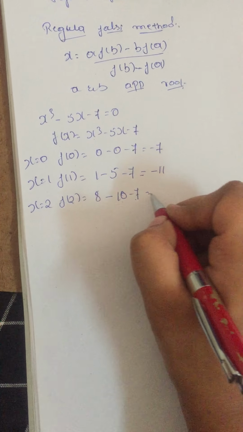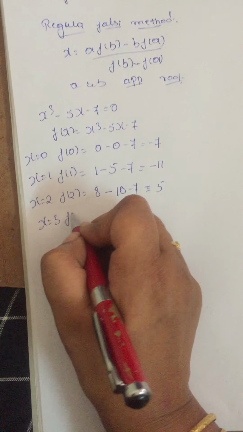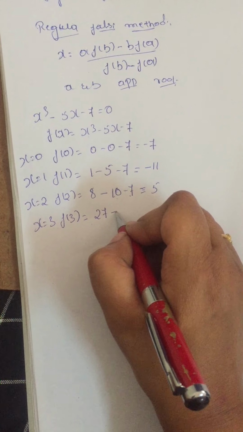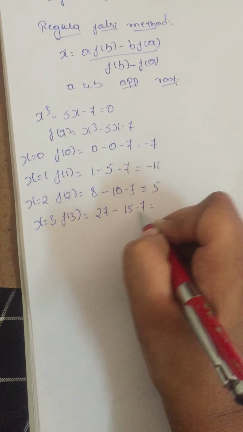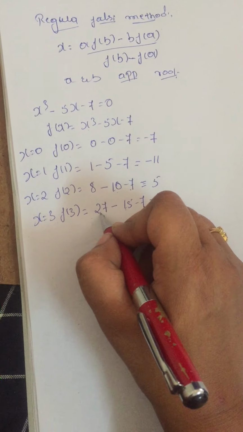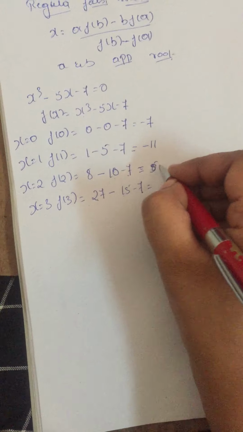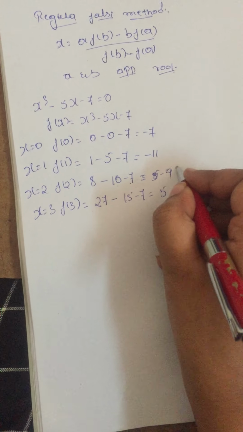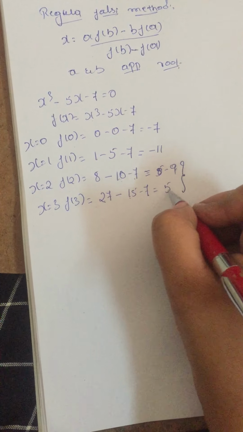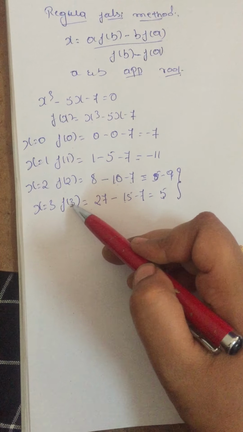Then x is equal to 3, then f of 3 is 27 minus 15 minus 7, which is equal to plus 5. Sorry, f of 2 has the value minus 9, and here we get plus 5. It means the root lies between minus 9 and plus 5. We get one negative value and one positive value, so the root lies between 2 and 3.